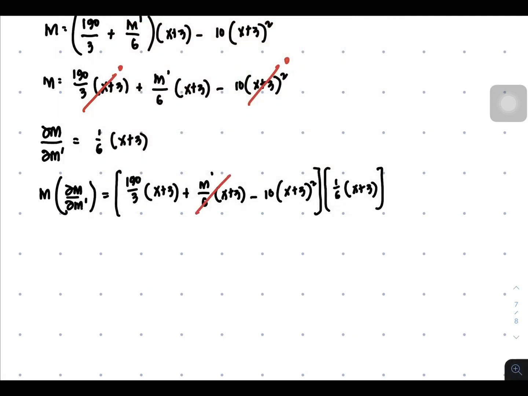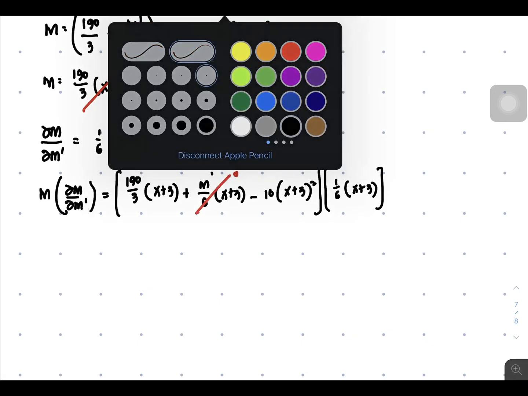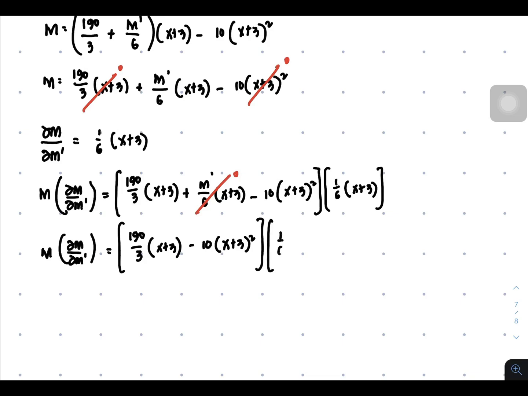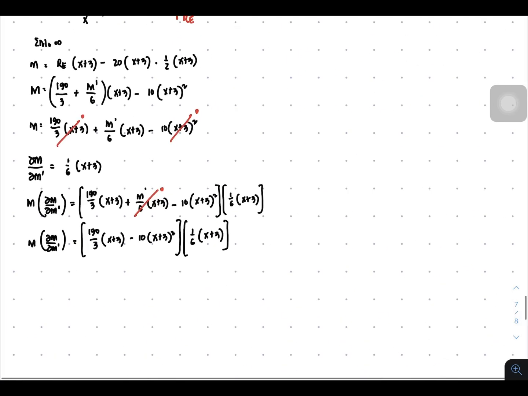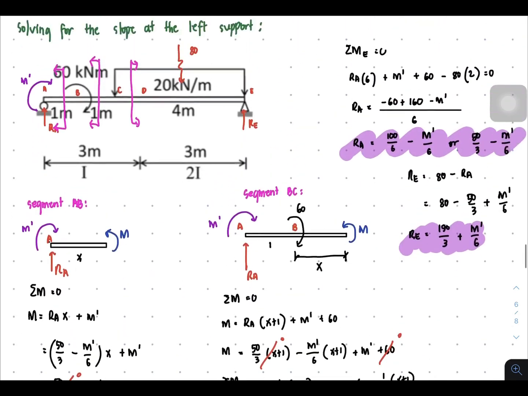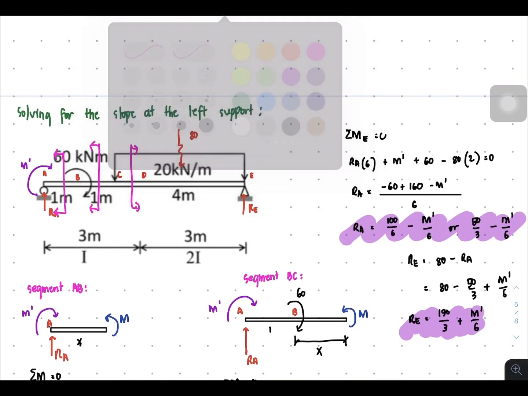And this time, we will now be setting the value of m prime to 0 permanently. So the final product would be 190 over 3 times (x plus 3) minus 10 times (x plus 3) squared, times 1 over 6 (x plus 3). There. That is for the segment CD. Let us continue for the segment DE.